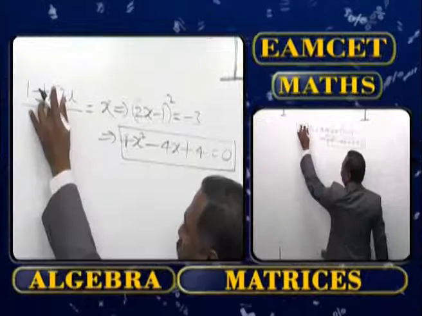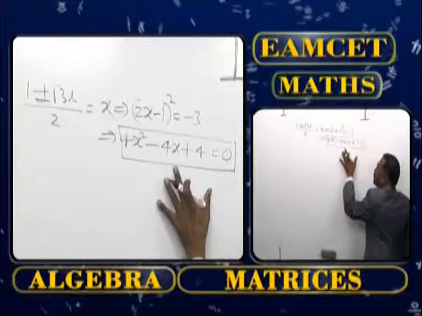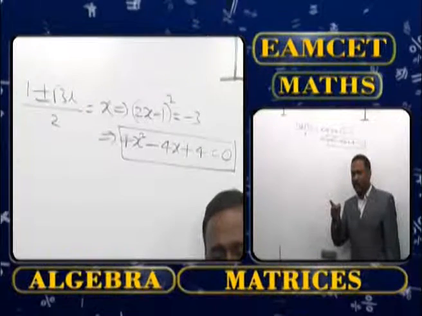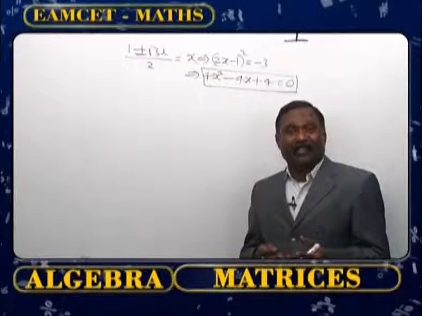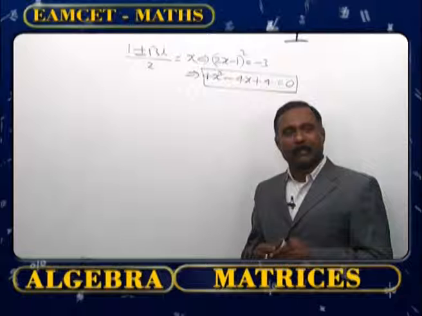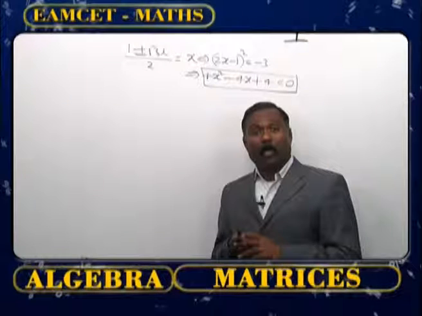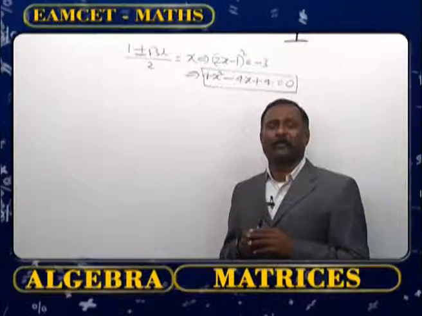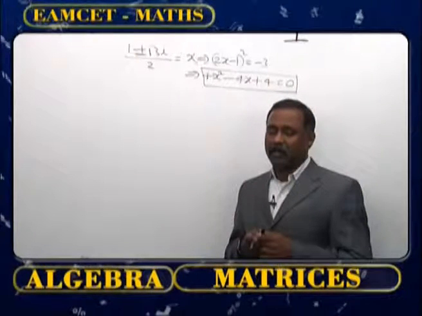So after getting this, simply divide the entire equation with this factor. Then you will get the other factor, and if you solve it, you will get the roots. Simple equation. So follow that method to get the other roots. Otherwise, simply verify the options. Let's go to the next one now.